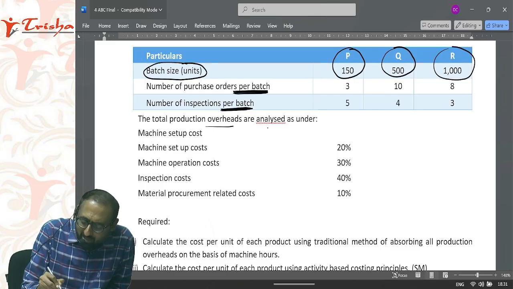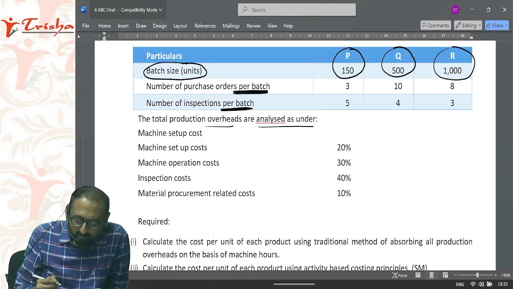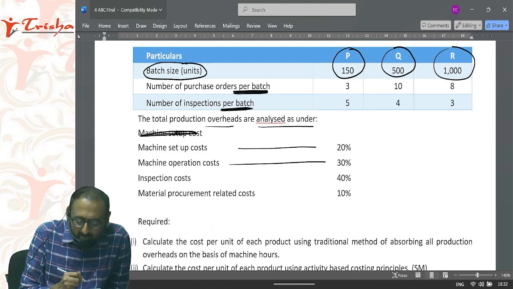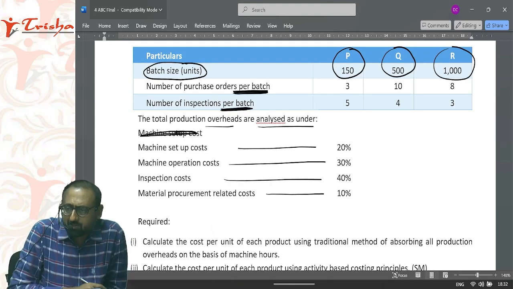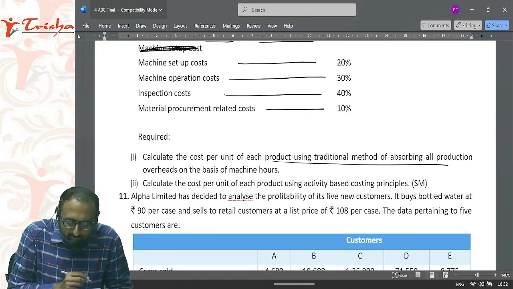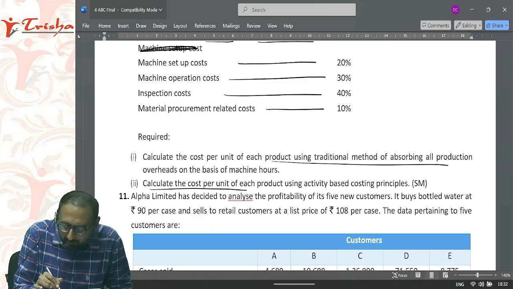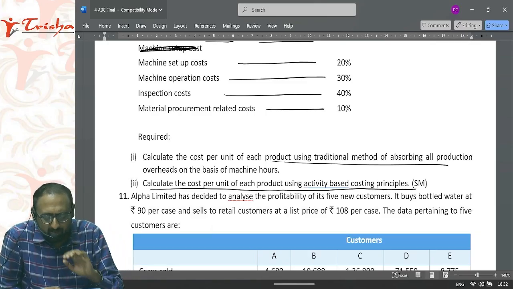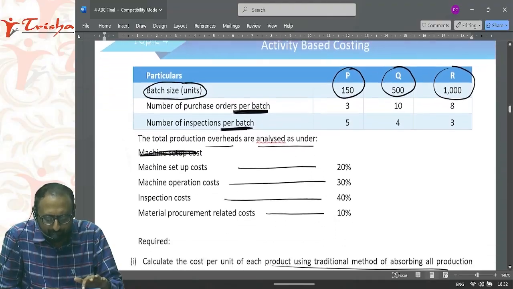Total production overhead is analyzed as under. Sirji, machine setup cost is 20%. Machine operation cost is 30%. Inspection cost is 40%. Material procurement related cost is 10%. Calculate cost per unit under absorption method of costing, and calculate cost per unit under activity based costing. ABC is also asked and the traditional method of costing is also asked.